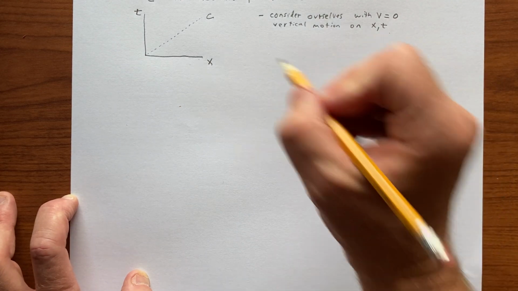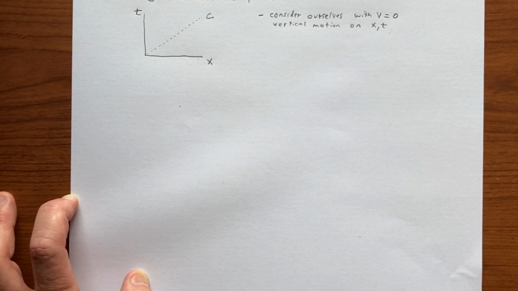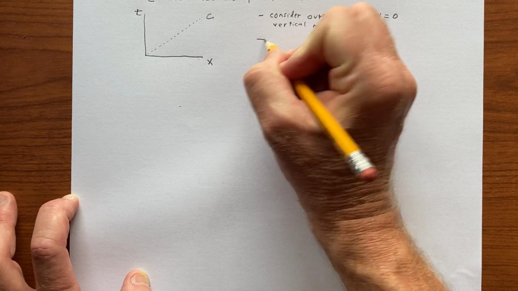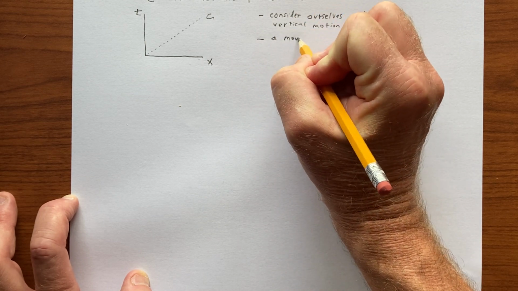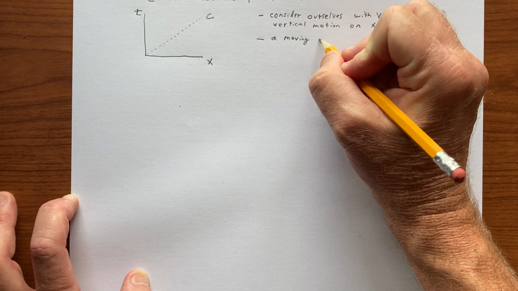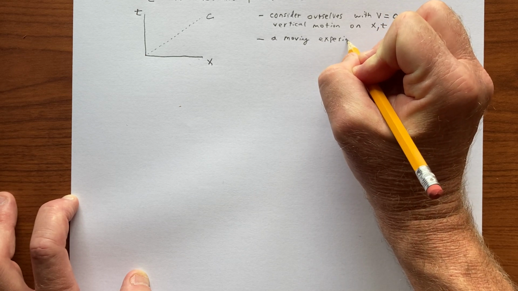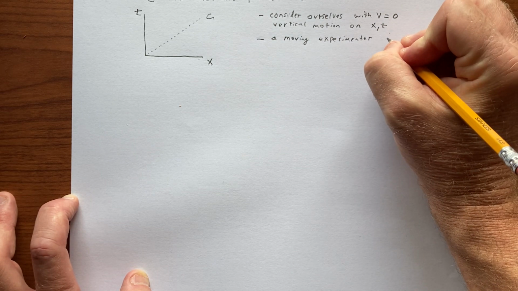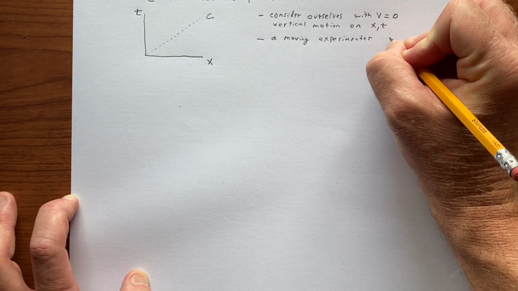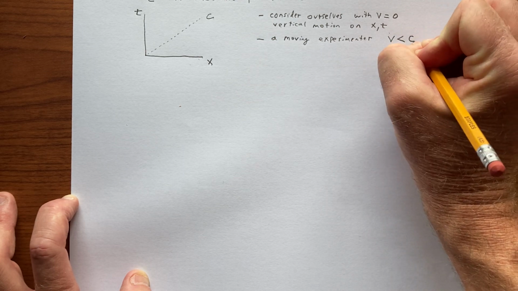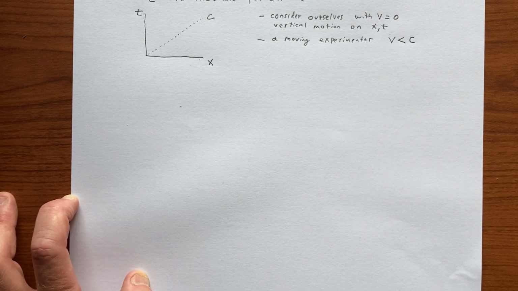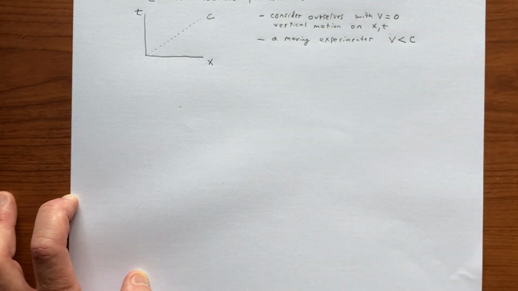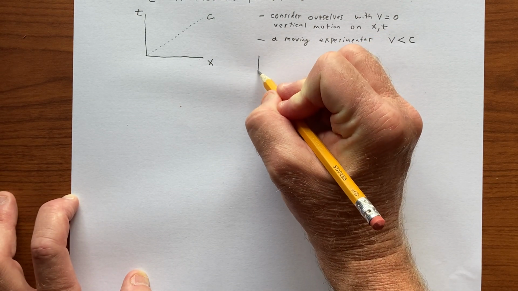So we can identify the time axis for moving observers by the same idea. So a moving experimenter or observer moving at speed v, which of course has to be, well, actually that comes from the theory, but let's say that the observer is moving at some speed which is less than the speed of light. What does that look like on the space-time diagram?